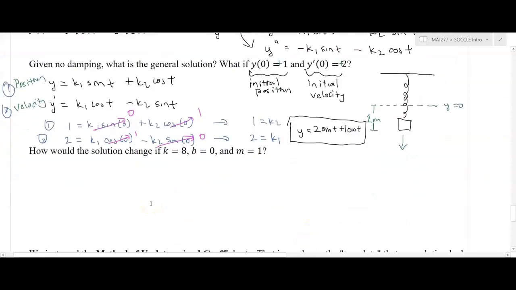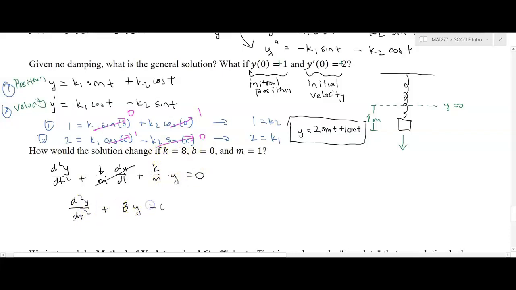So let's suppose that we just adjusted our system a little bit, and we said that let k equal 8. Now from our spring mass system, the second derivative plus b over m times the first derivative plus k over m times y equals 0. And we've just said b equals 0, so this whole term will go away, because 0 over 1 will be 0. And so we'll be left with the second derivative plus 8 over 1, which will just be 8y equals 0.